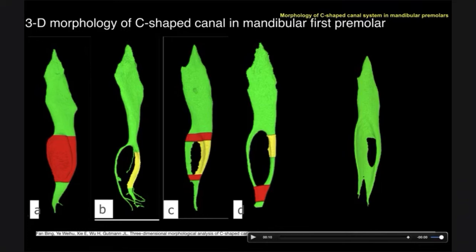And C is type 3. That is a combination of the continuous C-shaped and the semilunar buccal C-shaped canal. And D means type 4. That is a C-shaped canal interrupted by the non-C-shaped canal parts. The red one is a continuous C-shaped canal, and the yellow part is a semilunar buccal C-shaped canal, and the green part means the single separated canals.